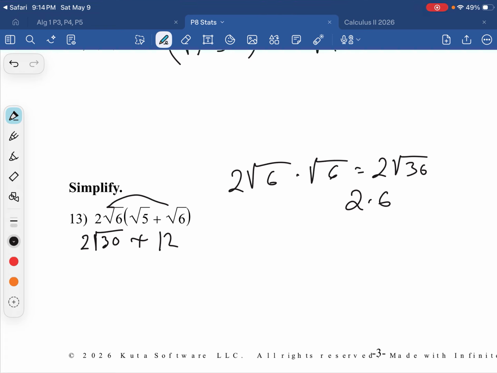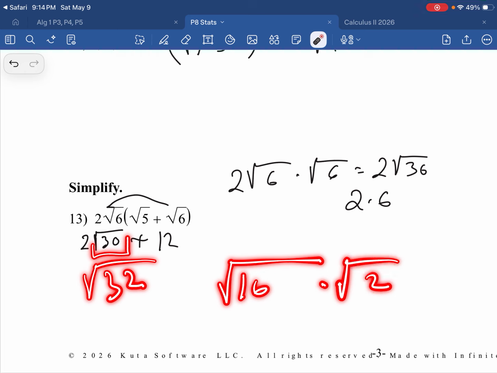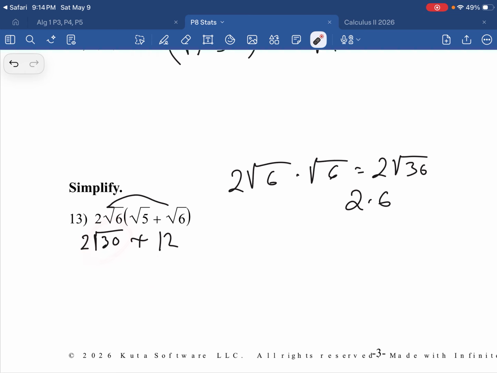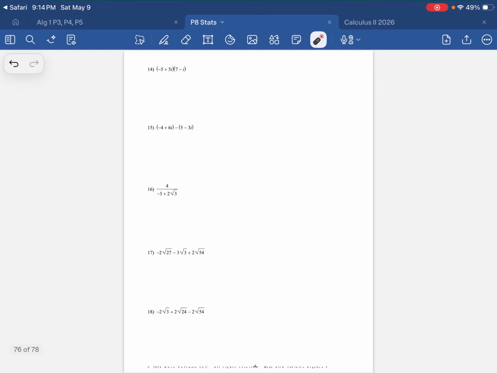If you can simplify, like if this was the square root of 32 instead of 30, I could write this as the square root of 16 times the square root of 2, and then write it as 4 square root 2. You should. But 30 doesn't have any perfect squares where I could simplify it. This is what my final answer would look like.